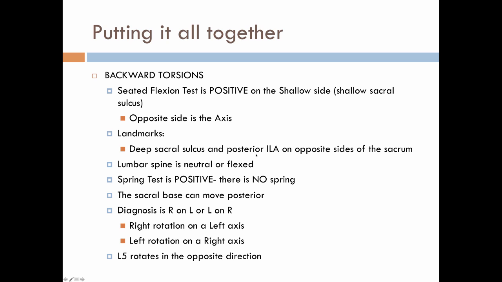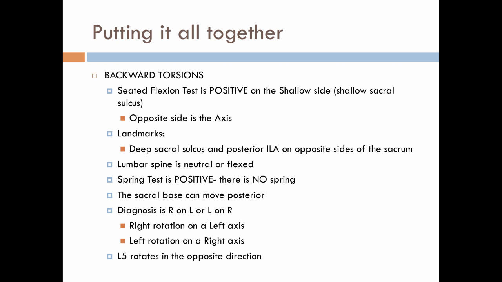Sacral sulcus and ILA, again, are deep and prominent respectively on opposite sides. That's always the case for torsions. The lumbar spine now is either neutral or may tend to be more in a flexed position because the sacral base is stuck posterior on one side, so the lumbar spine will be flexed.